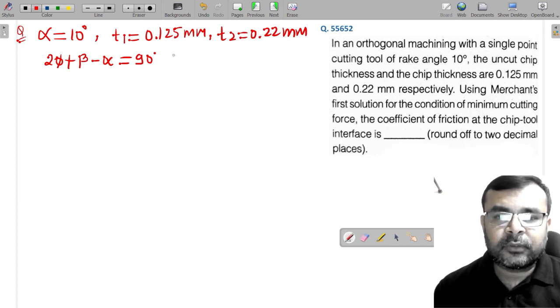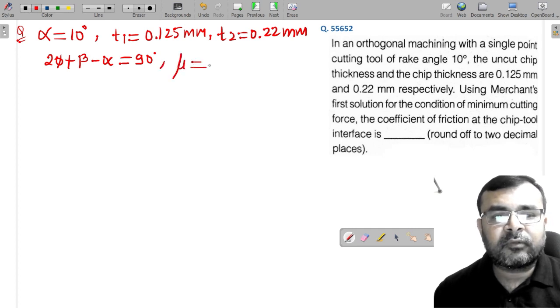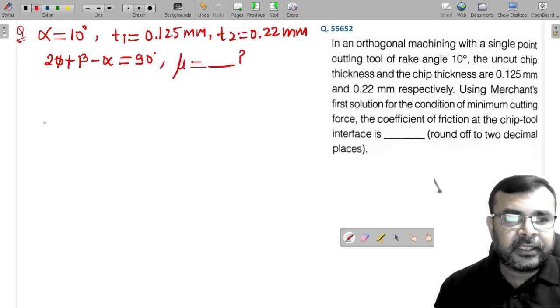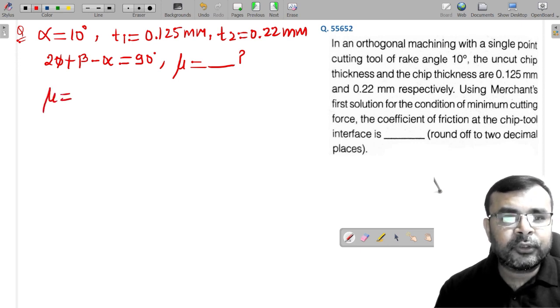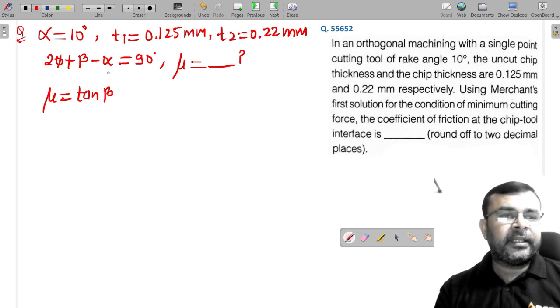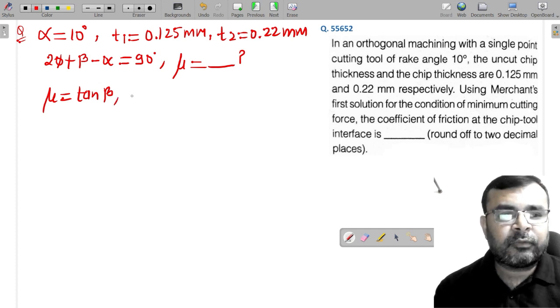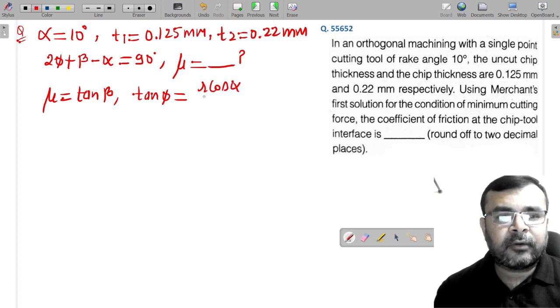For minimum cutting force, the coefficient of friction at the tool chip interface, means we need to calculate mu. करेक्ट. तो म्यू के लिए हमें क्या चाहिए, बीटा एंगल चाहिए. क्यों? क्योंकि म्यू इज इक्वल टू tan बीटा. और बीटा कैसे मिलेगा, फ्रॉम मर्चेंट सोल्यूशन. और मर्चेंट सोल्यूशन अप्लाई करने के लिए अल्फा और फाई चाहिए. तो फाई कैसे मिलेगा, तो सिंपली हम लिख सकते हैं tan फाई इज इक्वल टू r cos अल्फा ओवर (1 माइनस r साइन अल्फा). इज इट राइट?